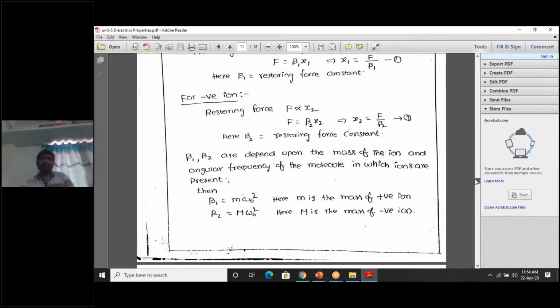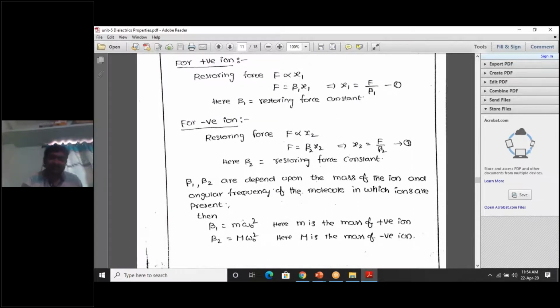Actually beta 1 and beta 2 are proportionality constants, but they depend upon two factors. One is the mass of the ion and the second one is the square of the angular frequency. That is a different concept. Leave this, just remember those two factors. So beta 1, this proportionality constant, depends upon two factors: one is mass, another one is omega naught square, the square of the angular frequency. What is angular frequency and what is its dependency? That is another topic, you just leave it. This is the dependency.